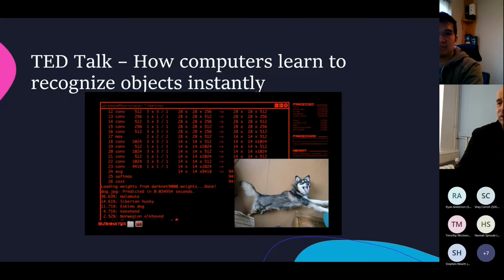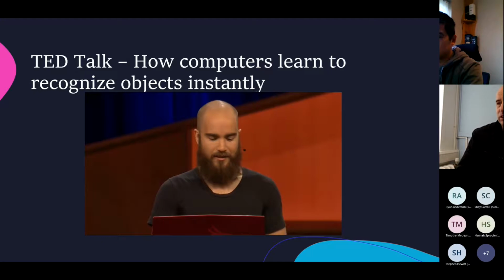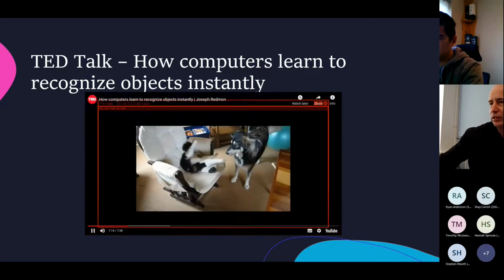So we've made amazing strides in image classification, but what happens when we run our classifier on an image that looks like this?